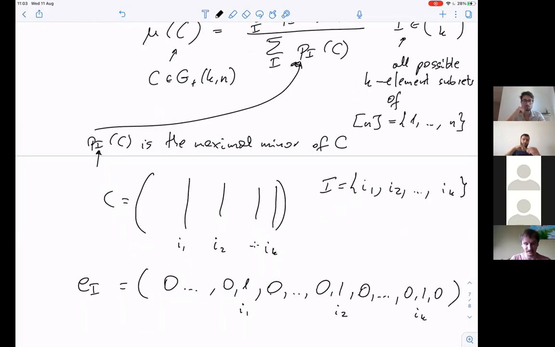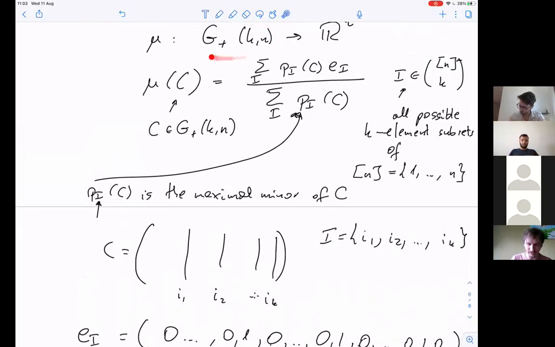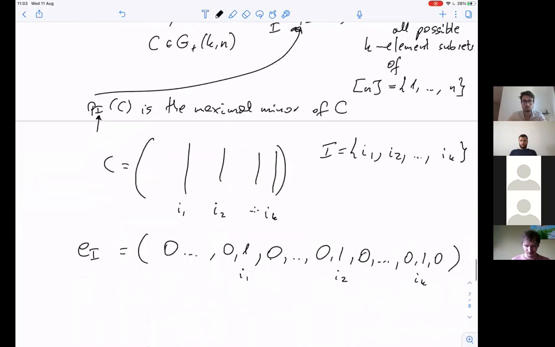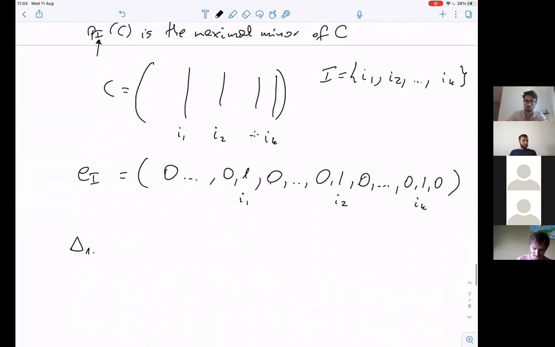So the hypersimplex is just the image of this map. I take all possible matrices which belong to the positive Grassmannian k, n, and I just apply this map and see which points I arrive at. And the answer is that the image of this object is a polytope, which is called a hypersimplex. So I just give you a very simple example, and probably I need to finish after that. The simple example is delta 1, 3.